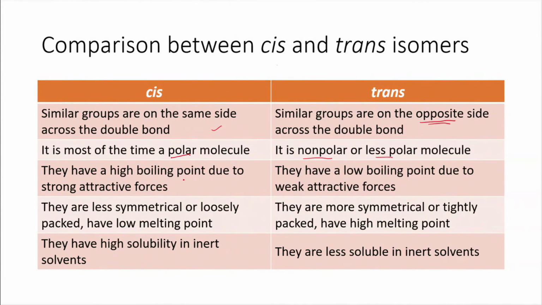As we have seen in the previous slide, the cis isomers have a high boiling point due to strong attractive forces, and the trans isomers have a low boiling point due to weak attractive forces. And cis isomers are less symmetrical or loosely packed, so they have a low melting point, whereas the trans isomers are symmetrical or tightly packed, so they have high melting points. And cis isomers have high solubility in inert solvents, whereas trans isomers are less soluble in inert solvents.